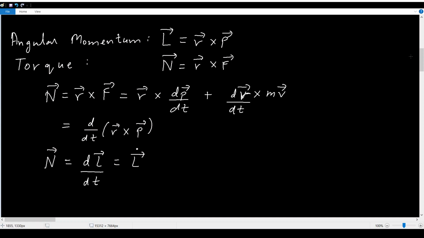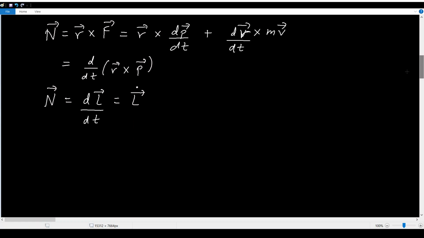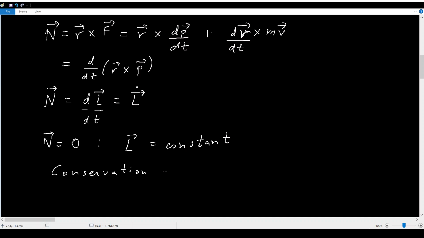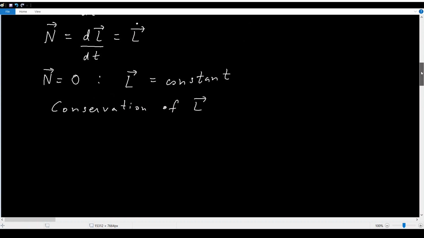And what does this actually show? What this essentially gives is the equation of motion for rotational motion of a single particle. But furthermore, what we can deduce from this is that if the torque on the particle is zero, then the time derivative of the angular momentum is zero, i.e., the angular momentum is a constant vector. And this is the law of conservation of angular momentum. Conservation of angular momentum. Right?